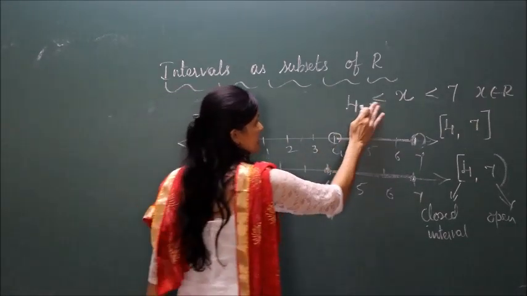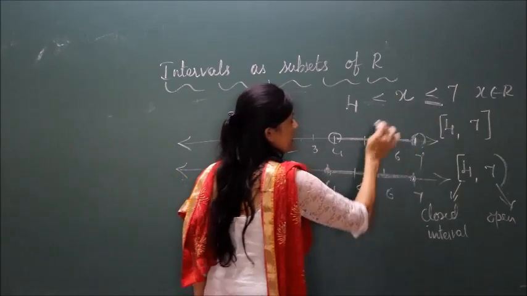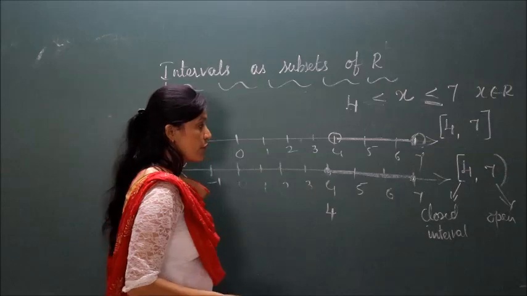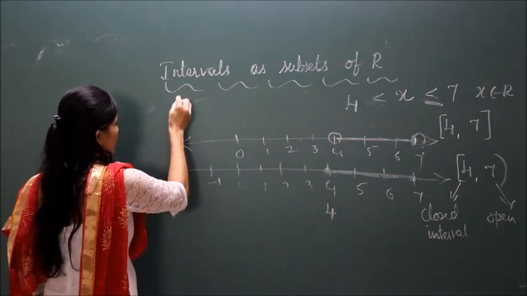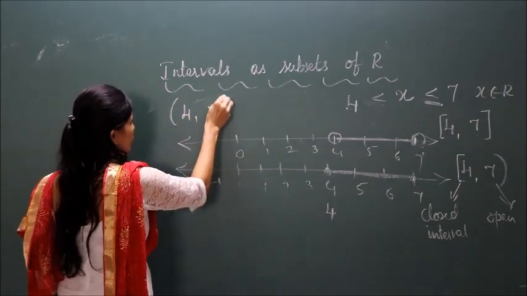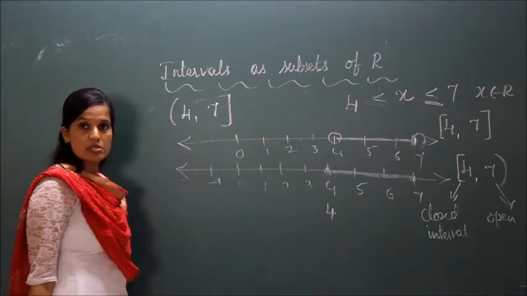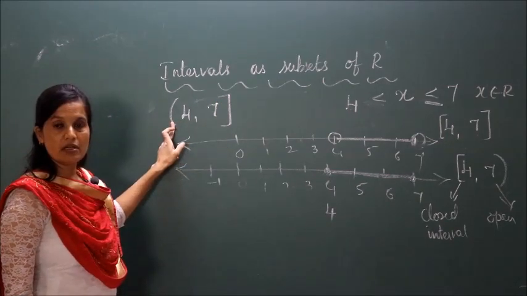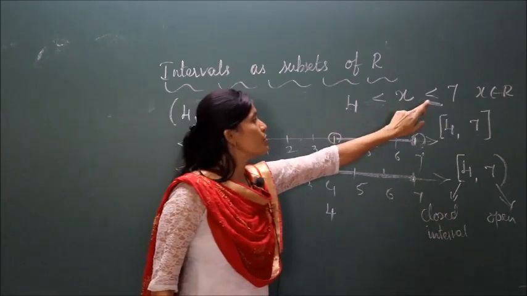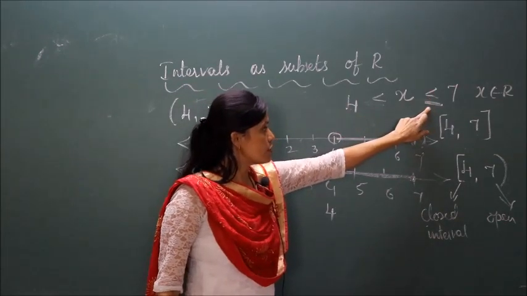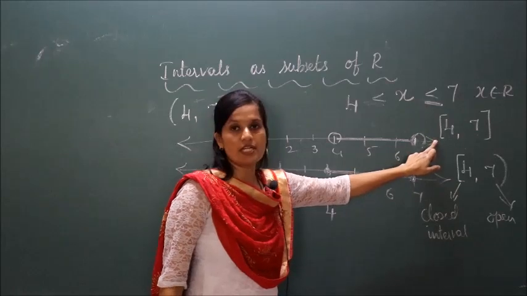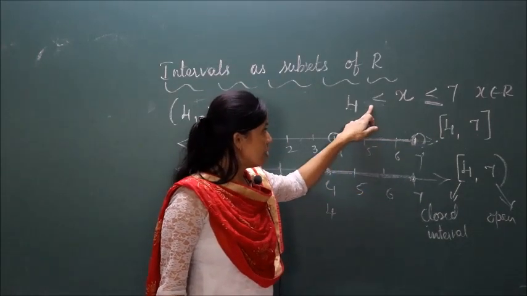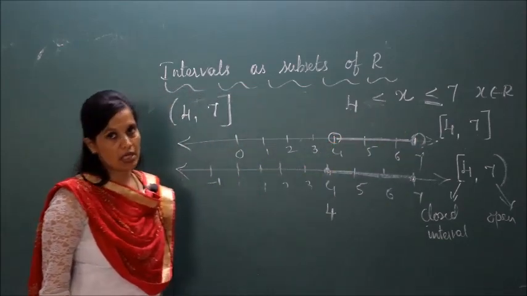Suppose it is like this, x is greater than 4, less than or equal to 7. If you want to write it as an interval, (4,7], like this it comes. 7 is there in the set, but 4 is not there in the set. So you have to look at this equal to sign. Wherever there is an equal to sign, you have to put the closed interval or square brackets. When there is no equal to sign, you have to put the open interval.